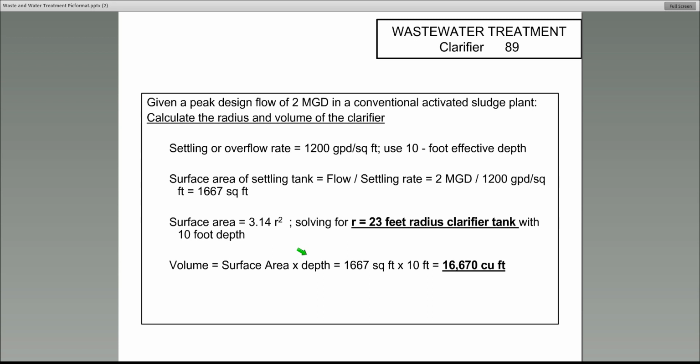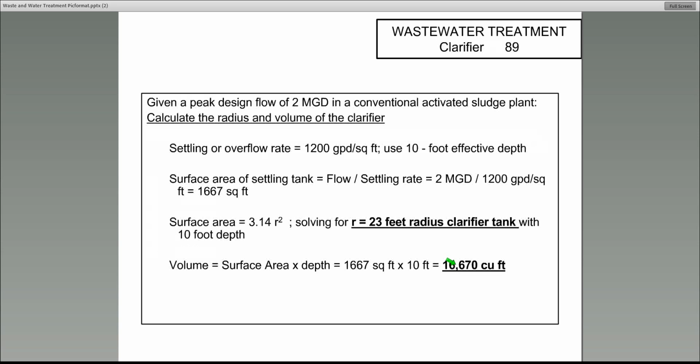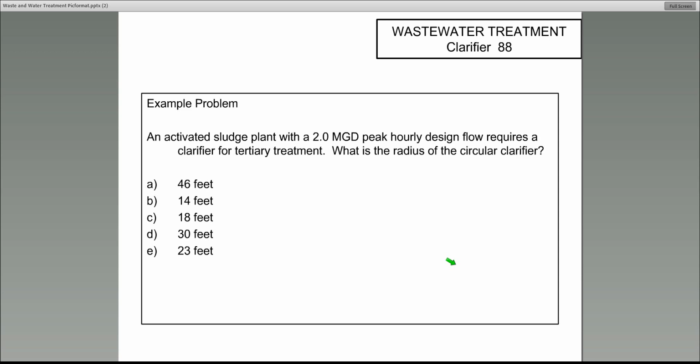So if we assume that it's cylindrical before it gets to the cone of the settling tank, then it's the 1,667 square feet times 10 feet depth. What's the nearest one? What did the question ask for? We have to go back and look. What is the radius of the circular clarifier?